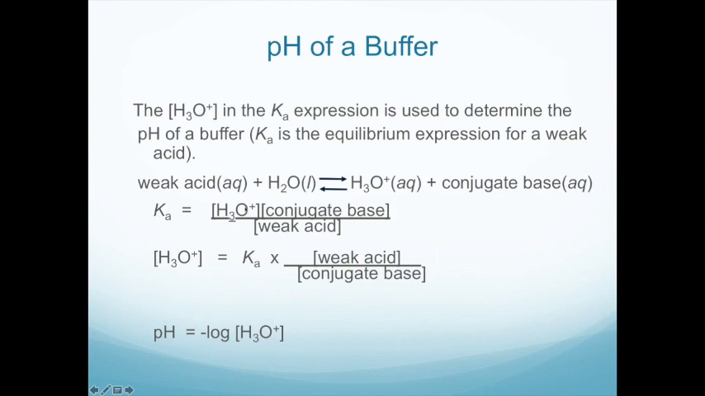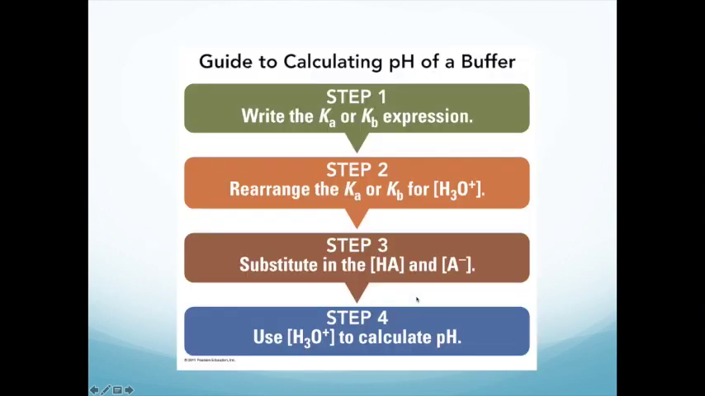And in order to solve for the H3O plus concentration to calculate your pH, you rearrange to put the acid dissociation constant on the same side as the weak acid and the conjugate base. So we always do this in a step-by-step manner. We start by writing our expression. We rearrange the Ka or Kb value for H3O+, and then substitute the concentrations that we know, and then calculate the pH using the H3O+ concentration.